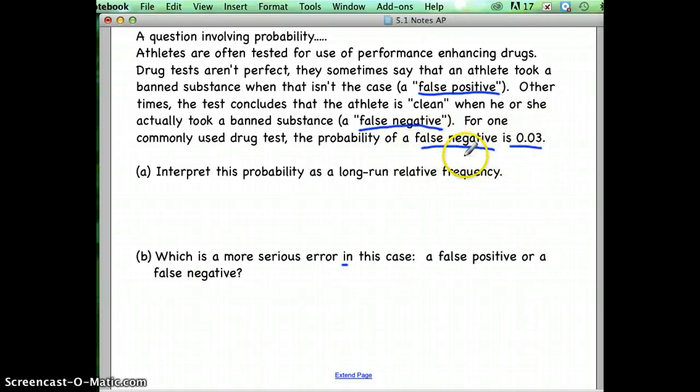So again, it's a false negative. So that's when they actually took a banned substance but the test concludes that the athlete is clean. Okay, so let's try to put this in words.